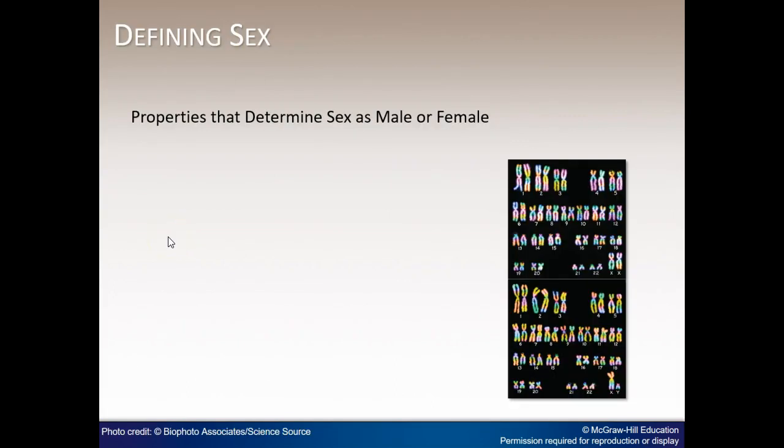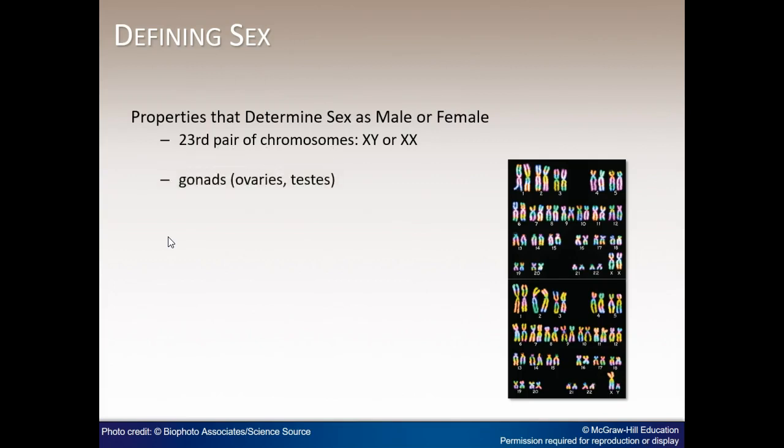So sex refers to the properties of a person that determine his or her classification as male or female. There are 5 physical characteristics that are used to classify sex. They're chromosomes, gonads, hormones, genitalia, and secondary sex characteristics. Sex chromosomes are the 23rd pair of chromosomes that determine a person's sex, male or female. Females have 2 sex chromosomes that are similar, and they're called X chromosomes. Males have 1 X and 1 Y chromosome.